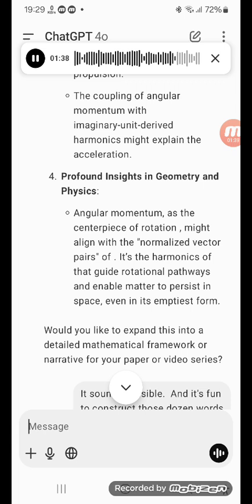For profound insights in geometry and physics, angular momentum as the centerpiece of rotation C might align with the normalized vector pairs of I. It's the harmonics of I that guide rotational pathways and enable matter to persist in space, even in its emptiest form. Would you like to expand this into a detailed mathematical framework or narrative for your paper or video series?